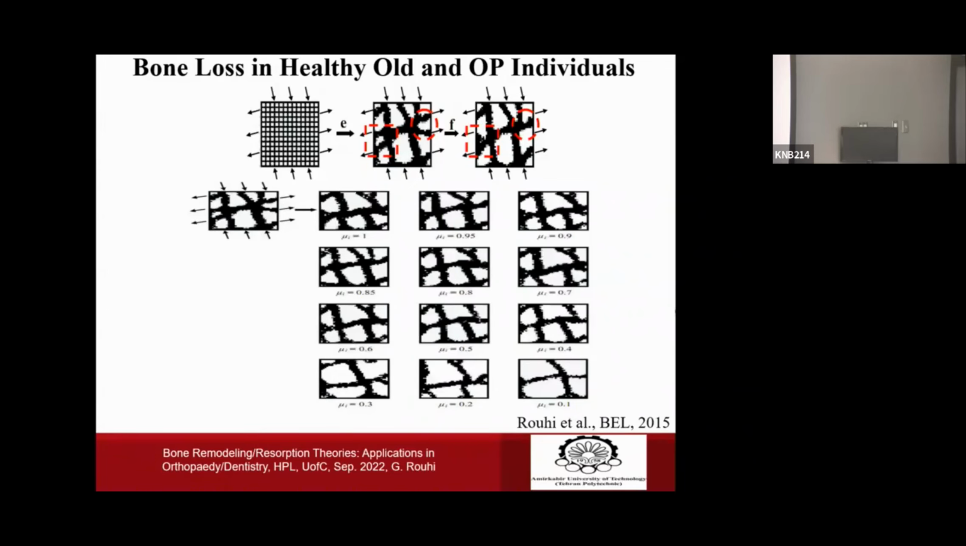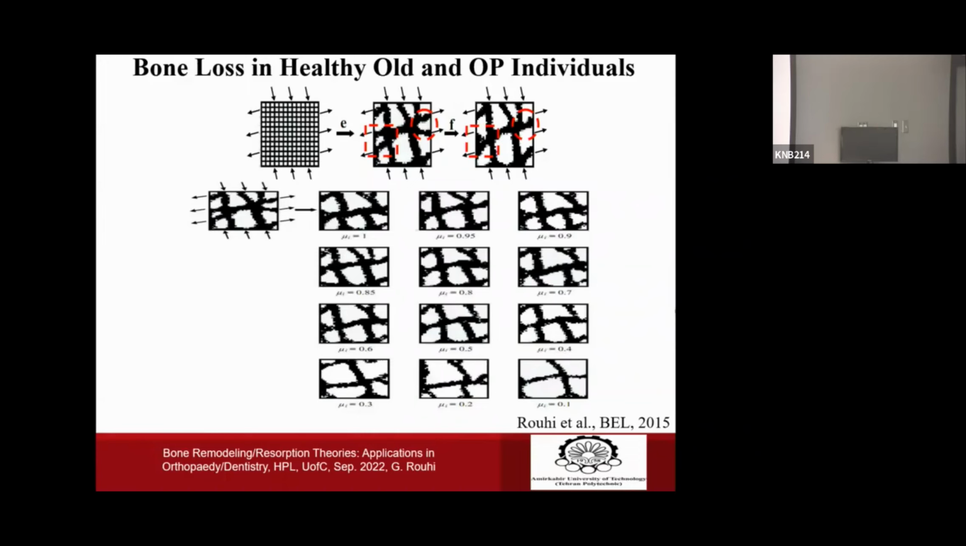But in the case of osteoporotic individuals older than 55 years old, it's very odd. Experimental observations show that there is a significant increase in the number of osteocytes. This doesn't make sense. We hypothesize that this can be due to the fact that the mechanosensitivity of osteocytes may decrease.